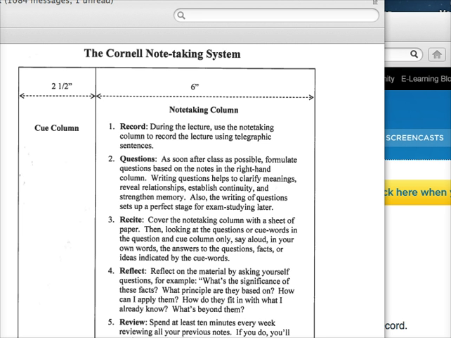record, questions, recite, reflect, and review, you are taking the notes and the details from whatever it is that you're watching, which in this particular case is the video, The Boy in the Striped Pajamas. So what are you doing? Well, during the presentation of the work, you're recording the information, recording the lecture. You are in that note-taking area using very short sentences to describe what it is that you're seeing.